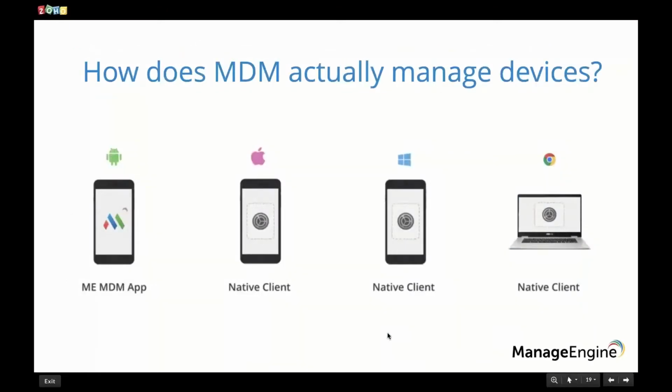Now, one question that might arise in your mind is how exactly does MDM manage these devices? So in the case of iOS, Windows, and Chrome OS, we leverage the native MDM client already present on these devices. Whereas in the case of Android devices, we will have to install an MDM app onto these devices to be managed. Once the app has been installed, the devices automatically come under our management.